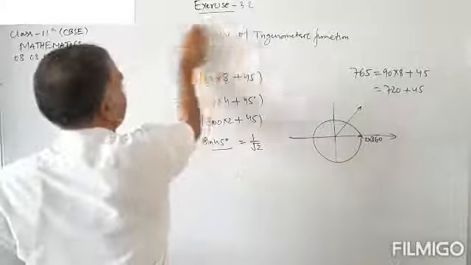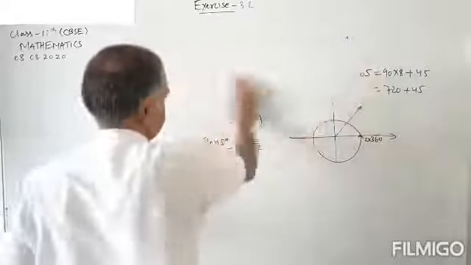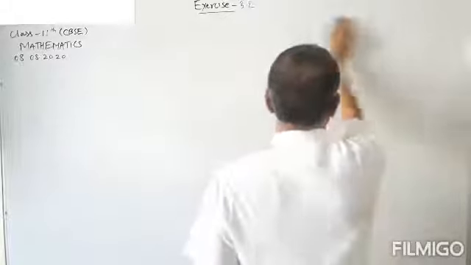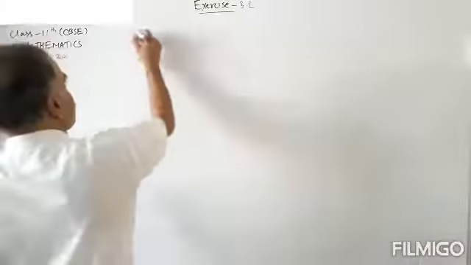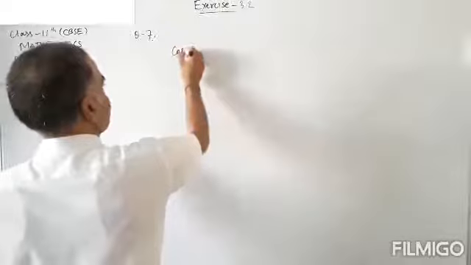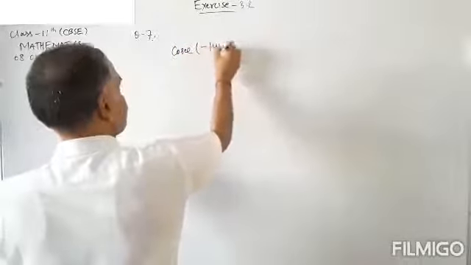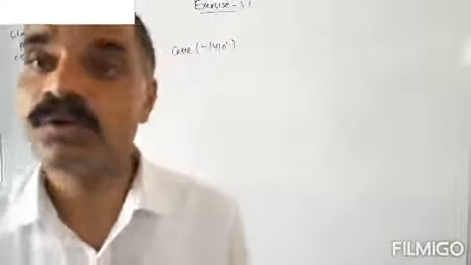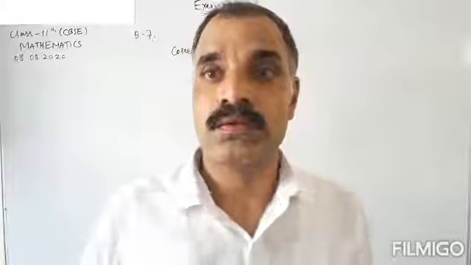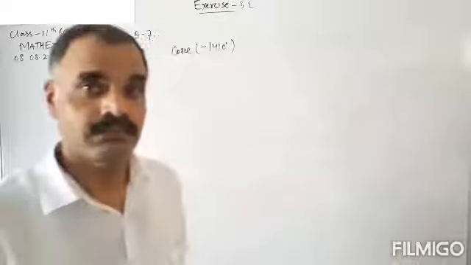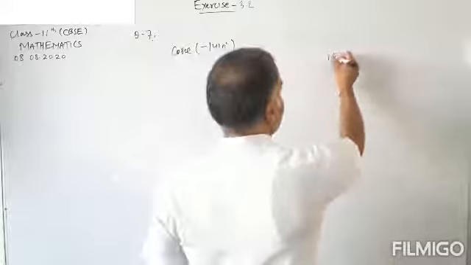Okay. Let us take question number 7. Question number 7 is, find the value of cosec minus 1410 degree. Okay, cosec minus 1410 degree. What is the value of this cosec minus 1410? As you are seeing, the angle is negative. Okay, so firstly we will split this 1410.